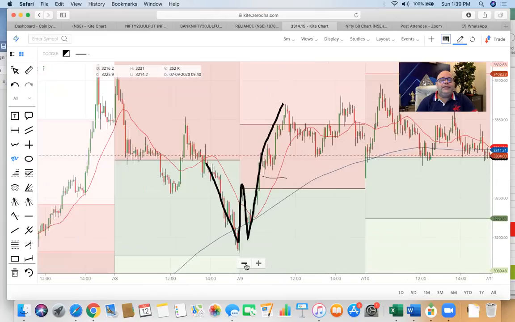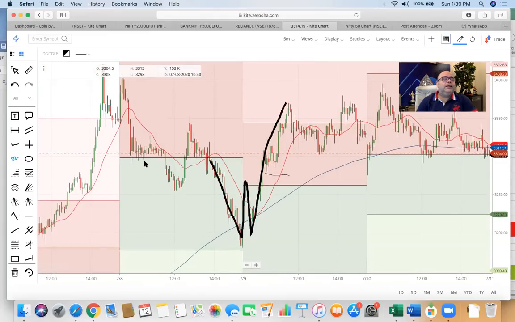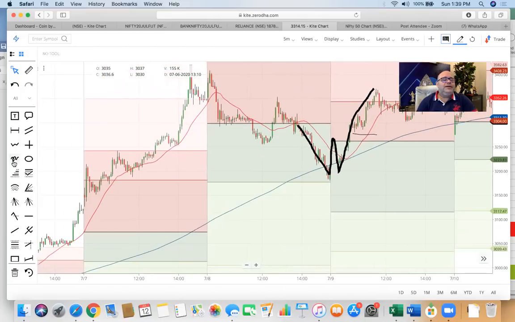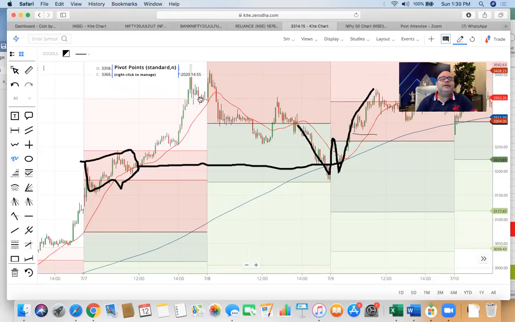So again, if you go and see towards the left, this is the congestion where you found support here. So these patterns, they work best when there is something to the left. Okay, again, look at this M pattern. Large rally, one peak, second peak, and comes down.